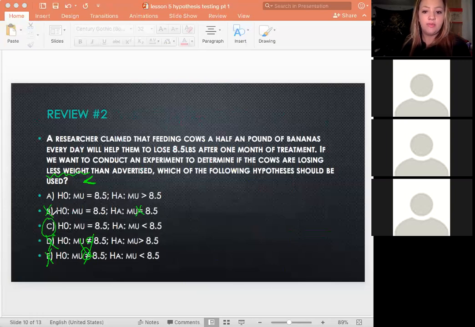C has to be our answer because it's talking about losing less weight than advertised. So it's saying that mu is less than 8.5. 8.5 is the pounds that were advertised. So that's why our answer is C, because A would be if they were gaining weight or something like that, which is not what we're talking about. We are talking about losing weight. Does that make sense how I came to that conclusion, everyone?